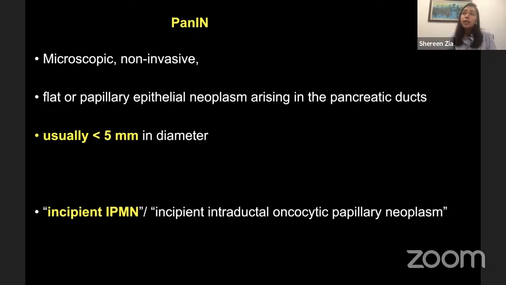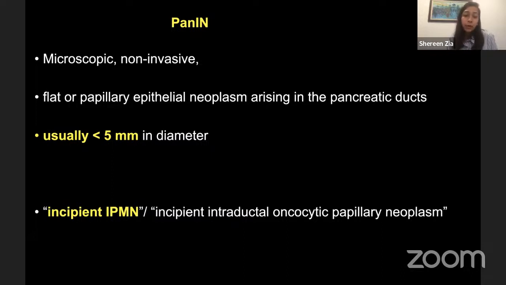There's another entity called PanIN. PanIN is a microscopic non-invasive lesion, as compared to IPMN, which should be grossly visible or macroscopic. The size criterion for PanIN is less than 5 millimeters. They are also considered precursor pre-invasive lesions that progress into pancreatic ductal adenocarcinomas. Now there's a gray area that's also mentioned in the new WHO.